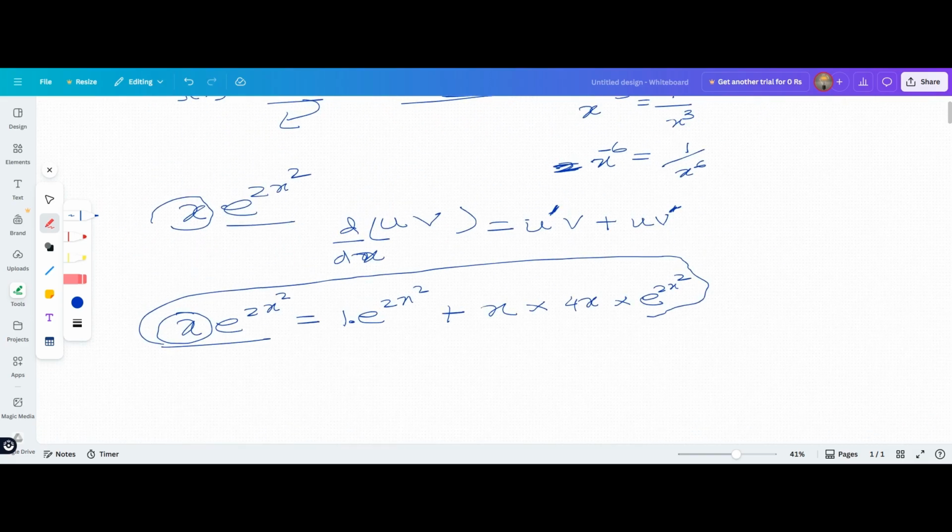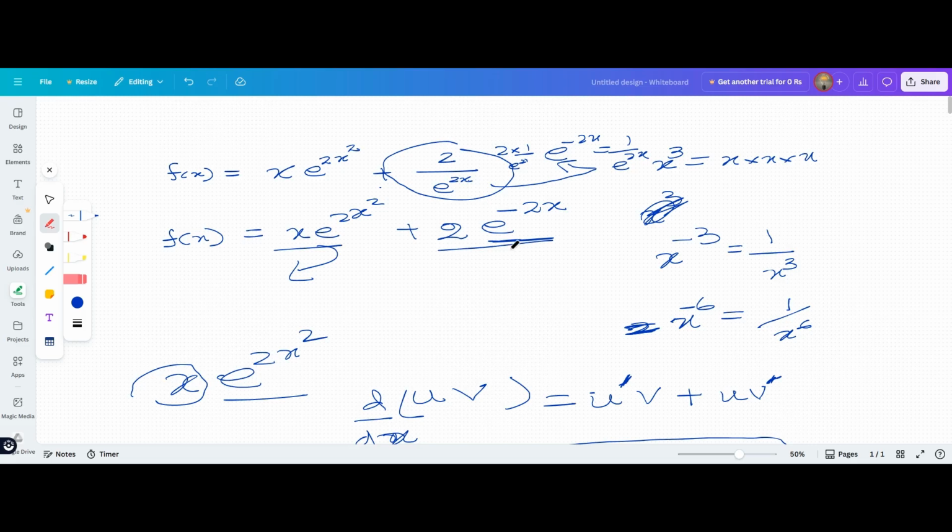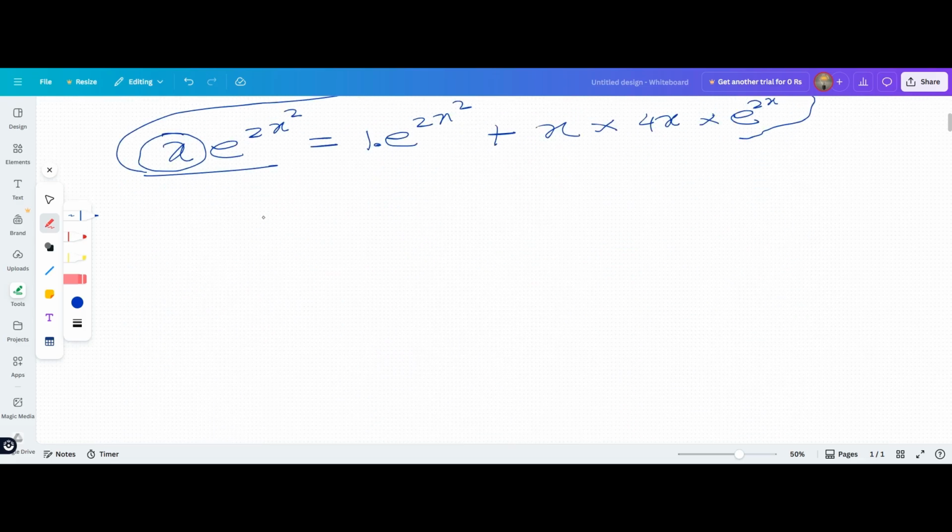What is the second term in the question? 2 into e to the power minus 2x. This is the second term. The 2 is a number, a constant, so you don't need to worry. Put the 2.